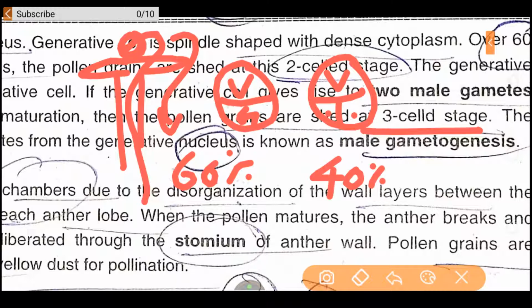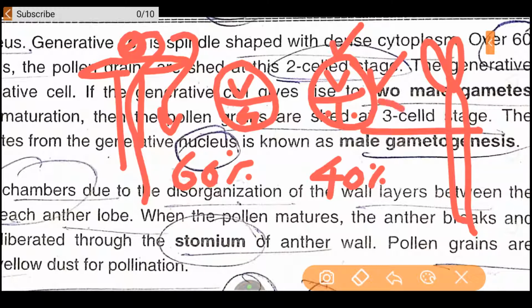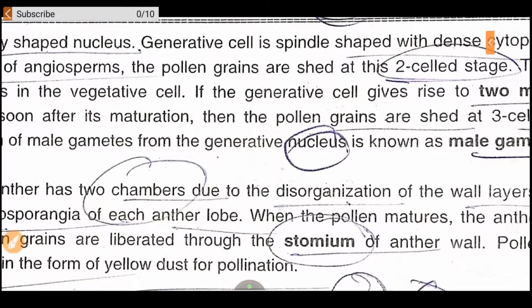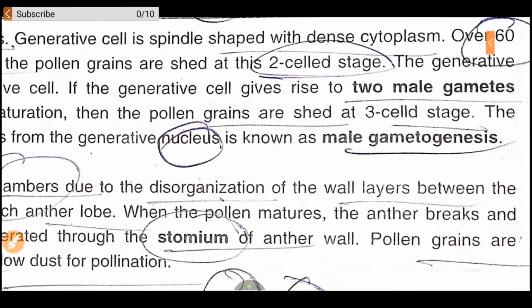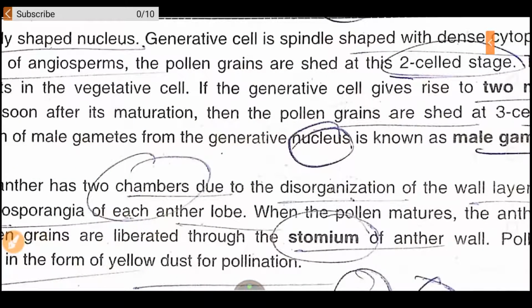40% do this at the anther filament stage itself; they release the pollen grains in this form. Whereas in 60% it is released in the two-celled form, and after attaching to the stigma, that is after pollination, the generative cell divides into two male gametes. The formation of male gametes from the generative nucleus is known as male gametogenesis. From the generative nucleus, very important, not vegetative.